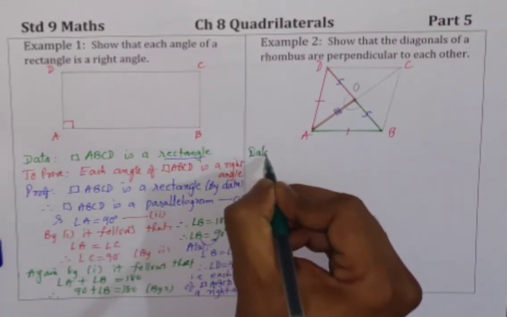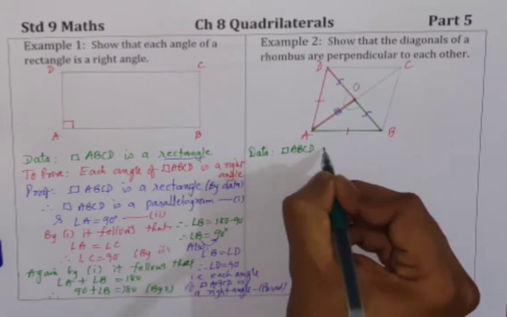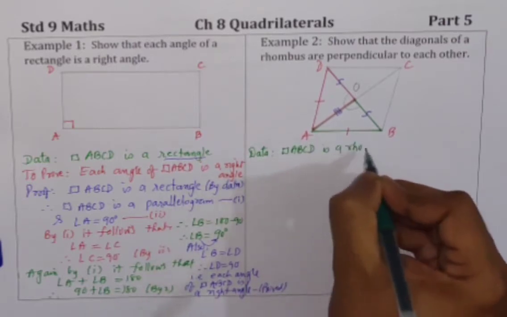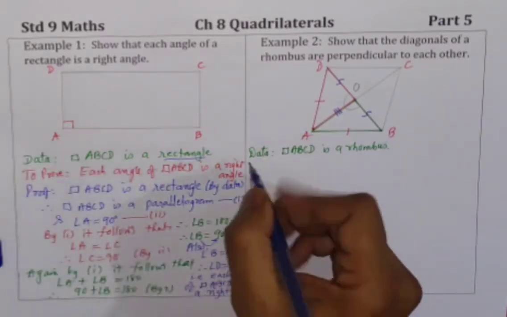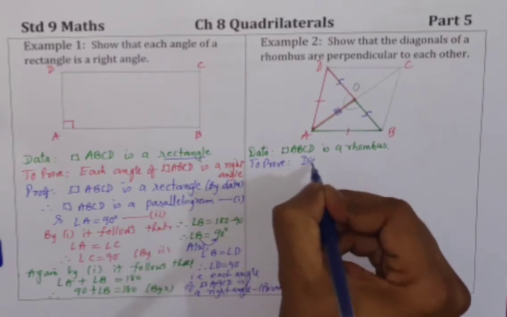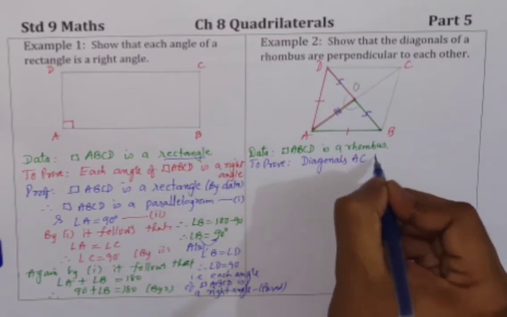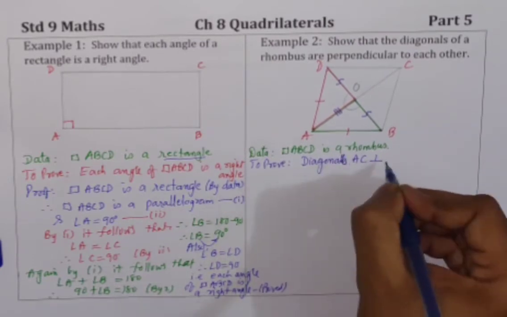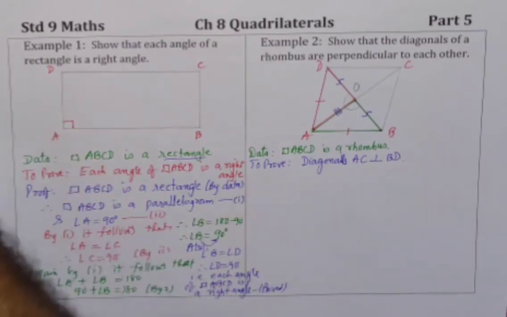Data. Quadrilateral ABCD is a rhombus. All right? To prove: diagonal AC is perpendicular to BD. Correct? Proof.